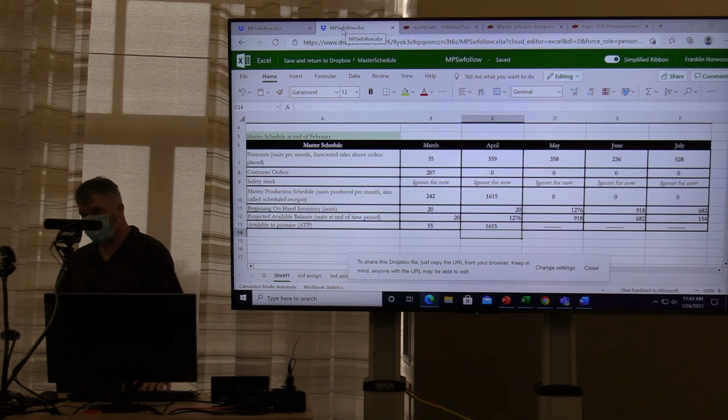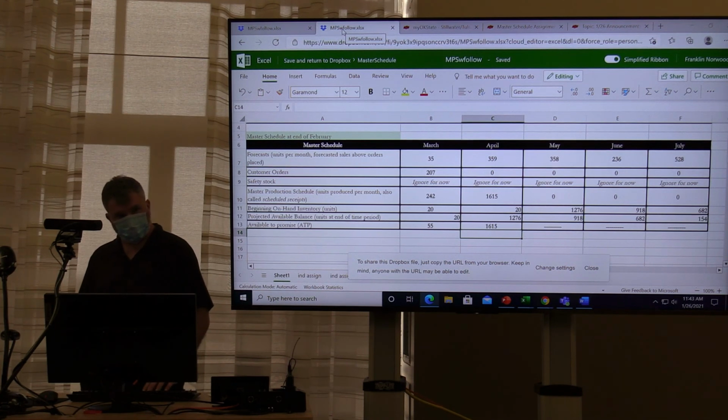Also, I think for your face shield, there's like a film over it, so that makes it blurry. Really? Yeah. Oh, thank you very much.